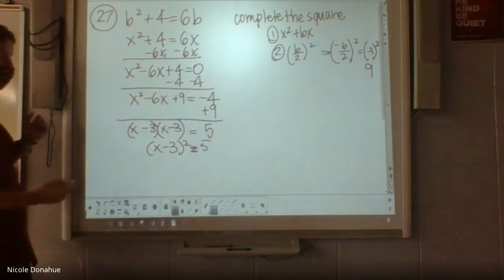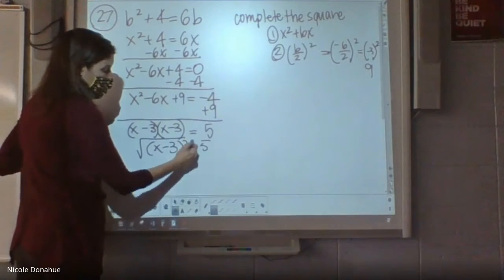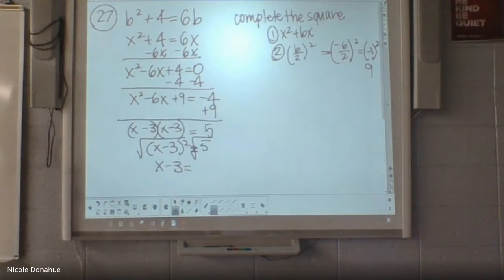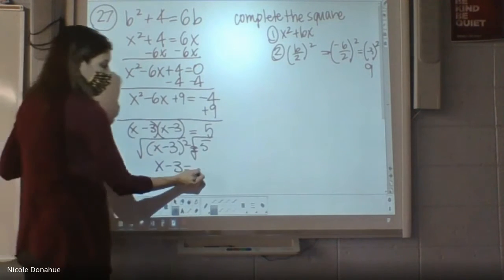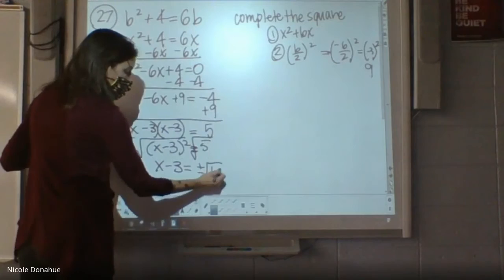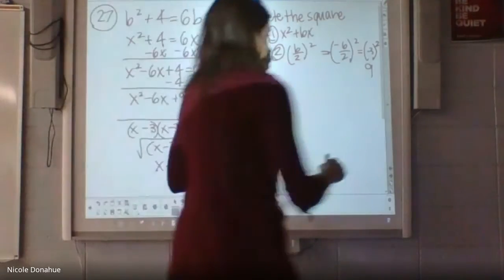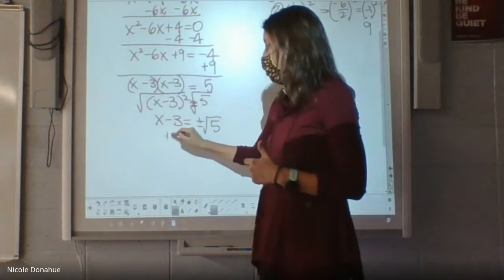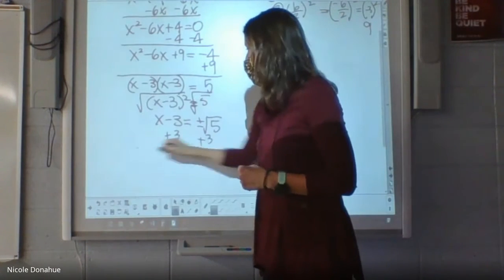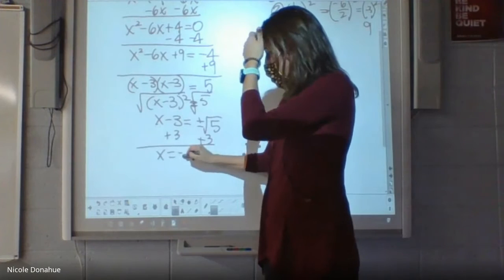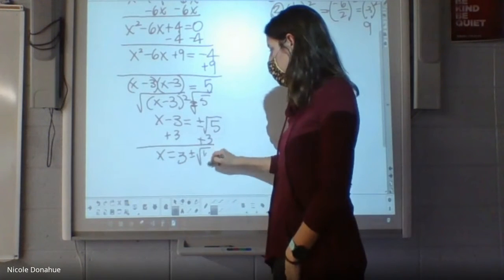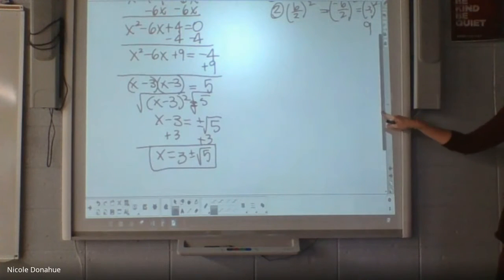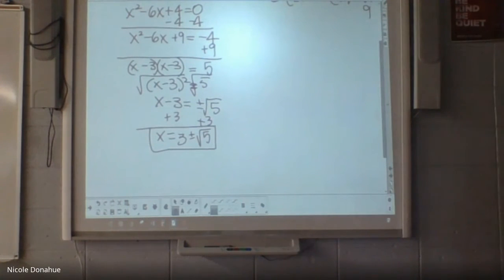Now I need to solve it by taking the square root. Square root of 5 is not a nice number, so I'm just going to write it as plus or minus the square root of 5. And then finally I'm just going to move that 3 over. So it's going to be 3 plus or minus the square root of 5. I can't combine those because they're not like terms. Square root of 5 is not a like term with a 3.